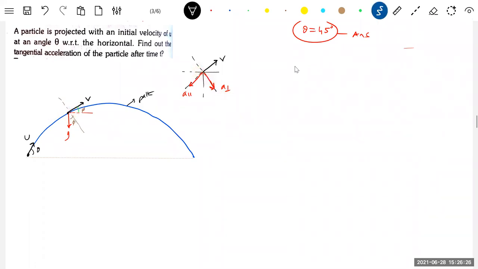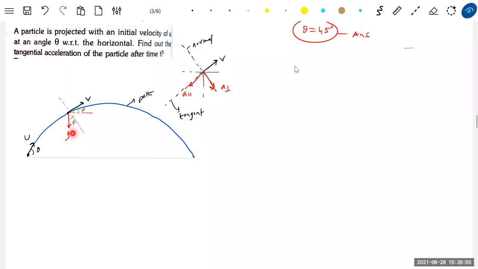So we'll extend this. This will be called the normal. This is the tangential, or this is the tangent. So an acceleration directed along the tangent to the path is called tangential acceleration. An acceleration directed normal to the path is called normal acceleration. The normal is indicated by the symbol a perpendicular, tangential by a parallel.